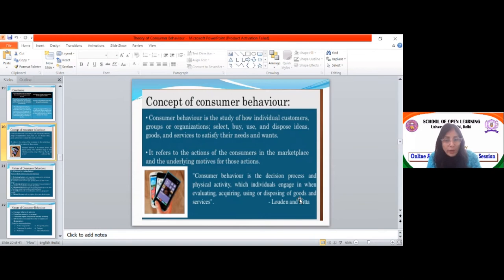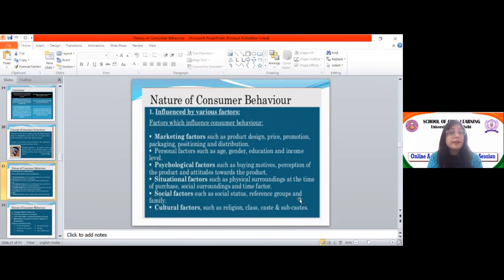And when you want to acquire it, like you purchase it, and then you use it. So it is a decision process and physical activity which involves evaluating, acquiring, using and disposing of goods. So here now we have to understand how these consumers actually behave in the market.